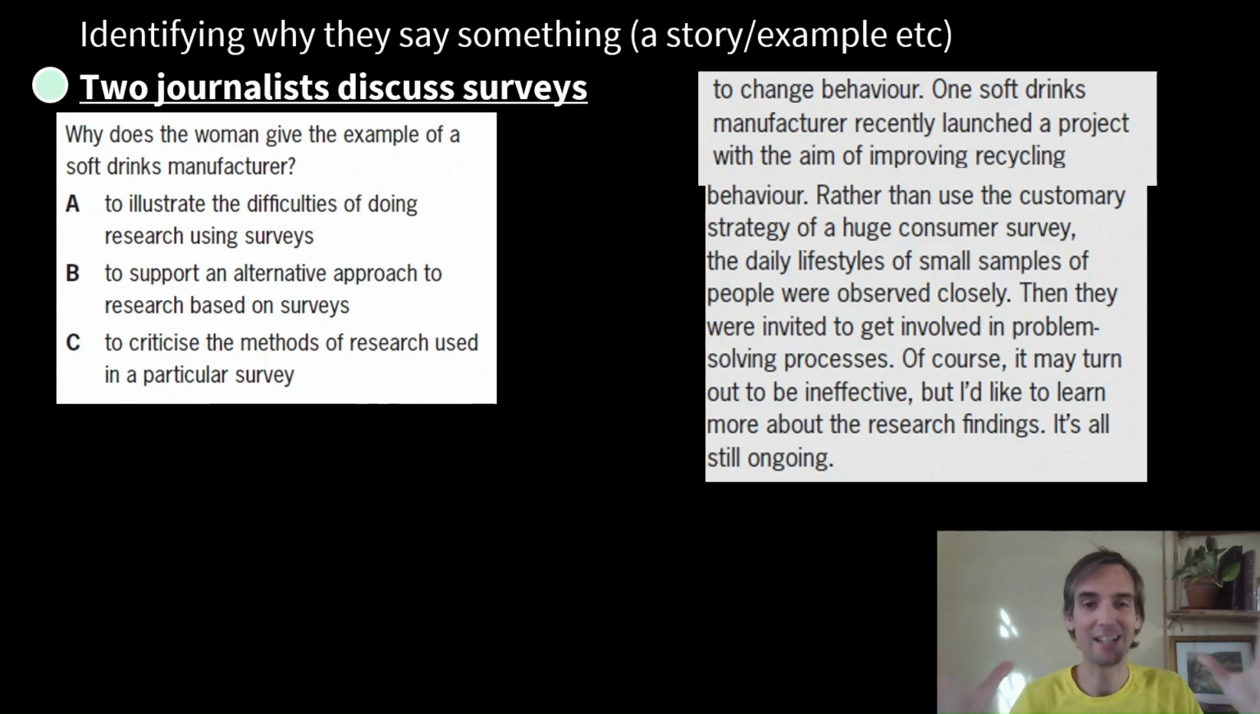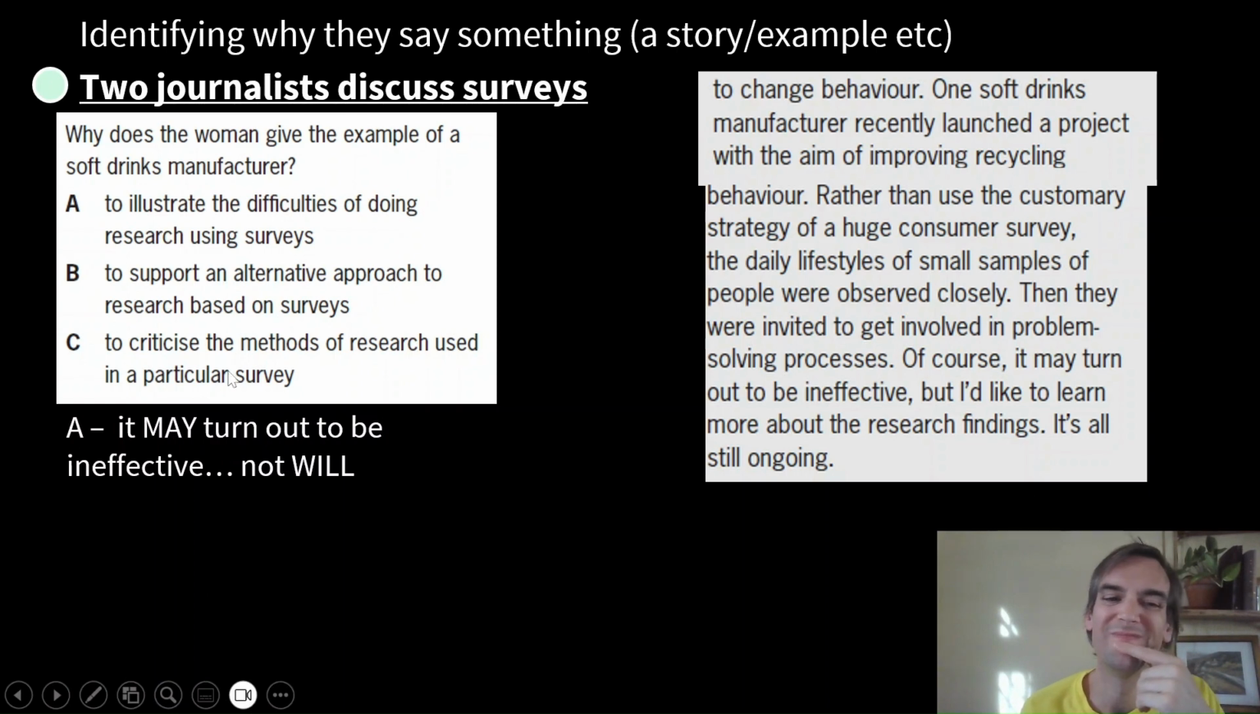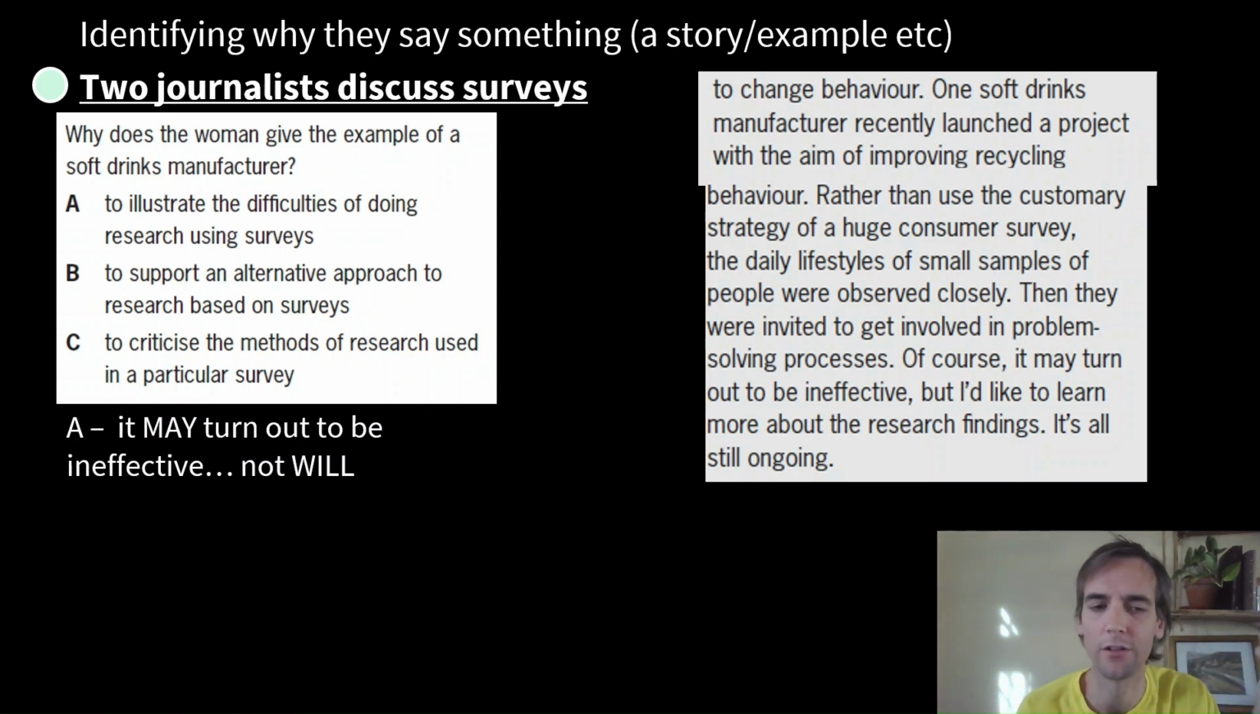Okay, this is quite vague. This requires some thought. Here you will have to listen to it, read it twice, three times, even I would. So why is this survey? They didn't do a big survey. Instead, they used a small sample of people, and she'd like to find out more about it. She thinks, okay, this could be interesting. Well, is it about the difficulty of doing surveys? Not really. She's saying it may be ineffective, but that's not the same as saying all surveys are very difficult.